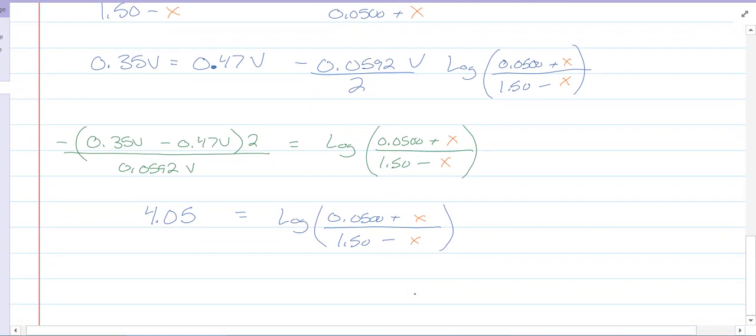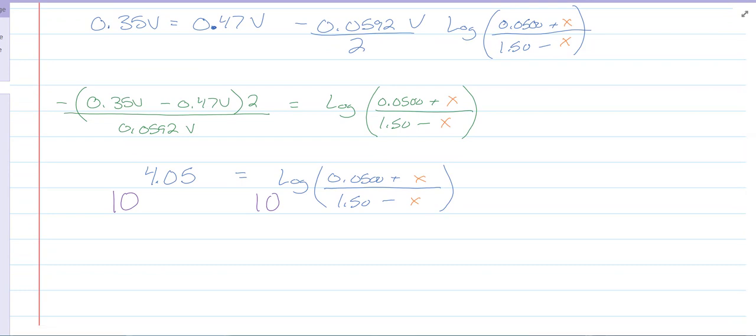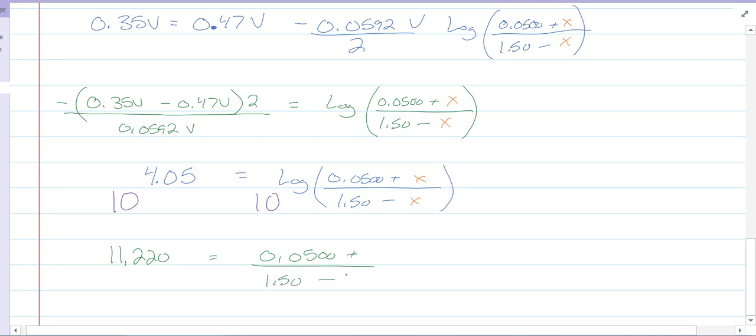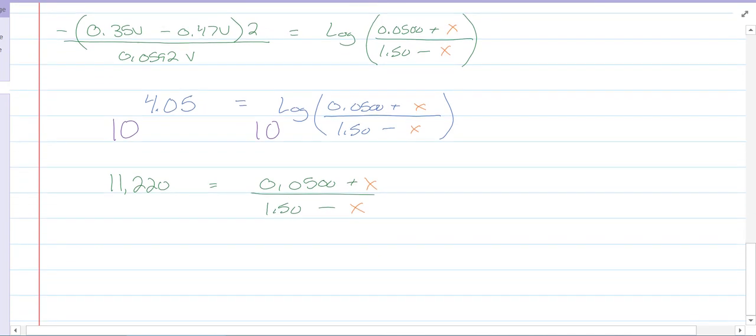Now what? Get rid of the log. Second log, right? 10 to both sides. And we end up with 11,220 equals 0.0500 plus x all over 1.50 minus x. Okay, bring this up. So we have 11,220 times the 1.50 minus x equals 0.0500 plus x.